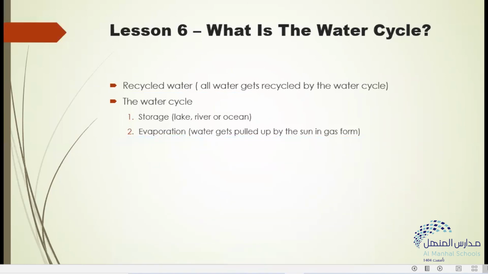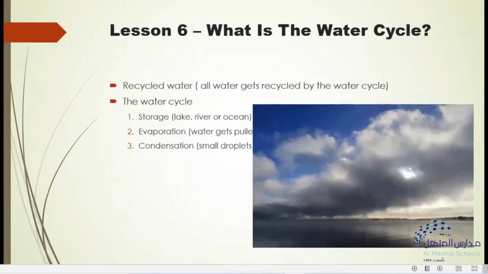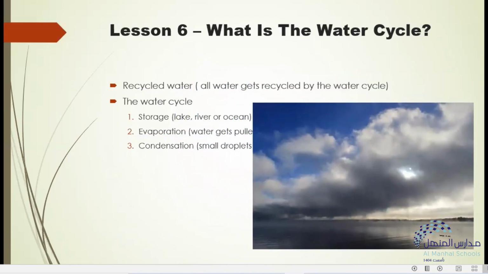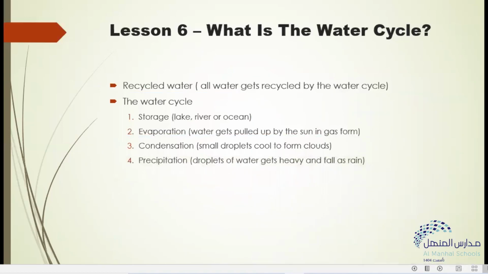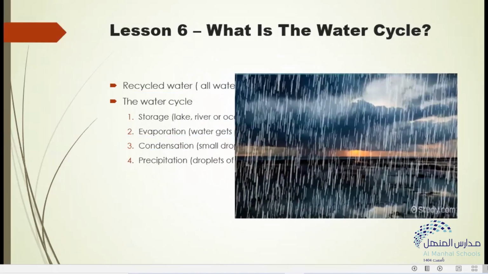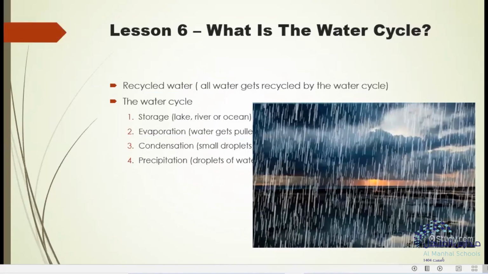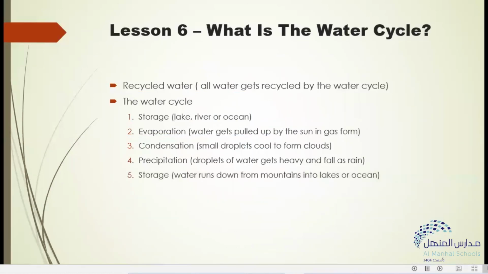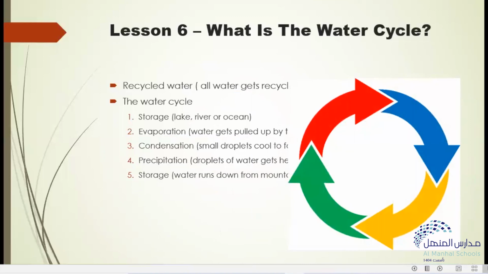When this gas form of water is cooled down enough, it condenses into small droplets, forming clouds. When these clouds get heavy enough, they start to precipitate. Precipitation is when these drops fall down as rain. Then they collect together again in storage. So water runs down from mountains into lakes or oceans, and the whole cycle starts all over again.